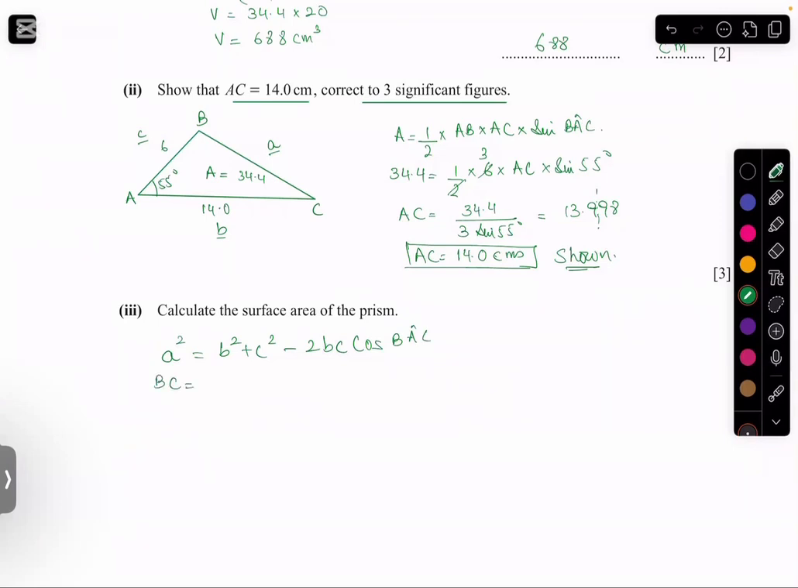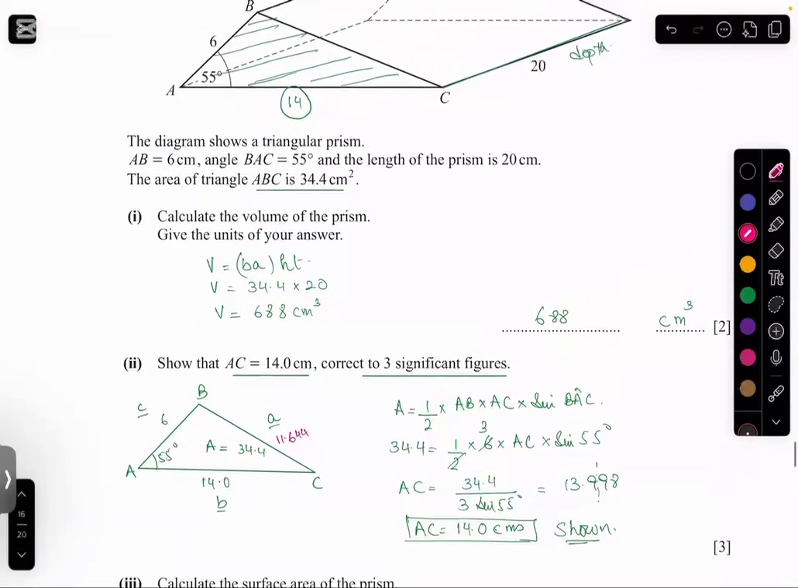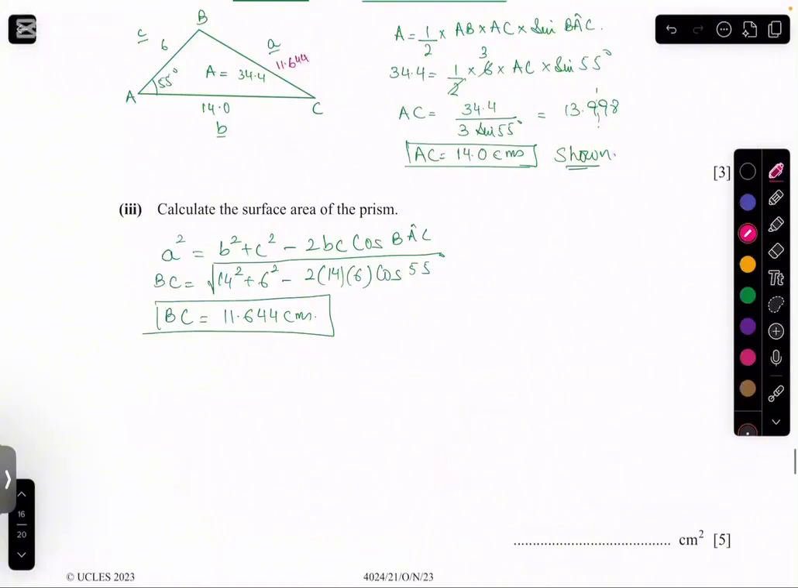And why am I finding BC? I'm finding BC because to get the surface area of the prism, I need to have this length. So BC will be equal to 14 squared plus 6 squared minus twice of 14 times 6 and cos of BAC, which is 55 degrees. And obviously, I'll be taking the square root to find the side length BC. This comes out to be 11.644 centimeters, right? So 11.644 is the side length BC for the triangle. All right. As I said, to get the surface area of the prism, it should be the surface area of the prism.